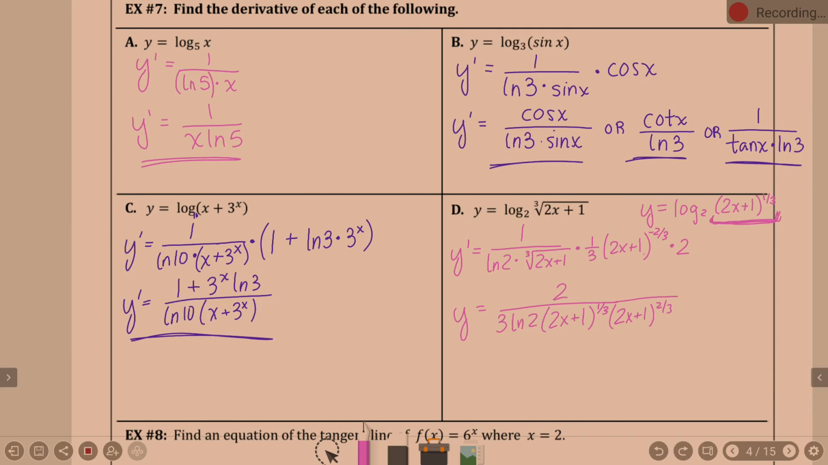What about 2x plus 1 to the 1/3 and 2x plus 1 to the 2/3? That's 2x plus 1 to the 3/3, or 1. Yes, because you keep the base the same when you're multiplying, and you add the exponents. 1/3 and 2/3 is 1. So I'm going to write this as 2 over 3 natural log of 2 times 2x plus 1.